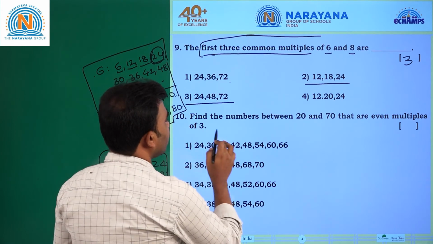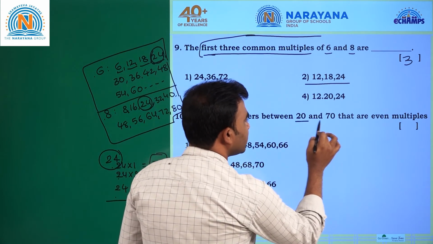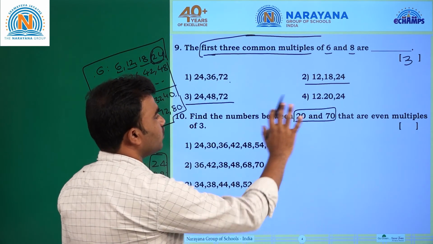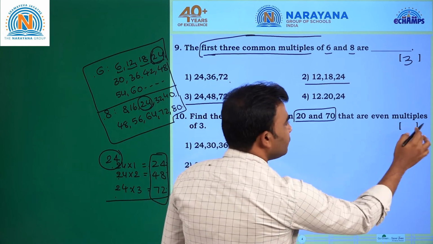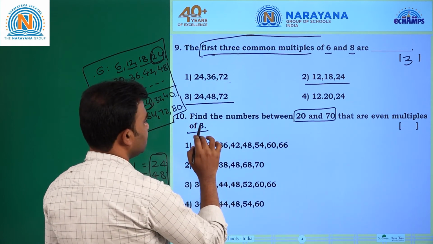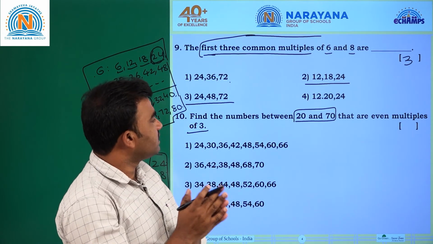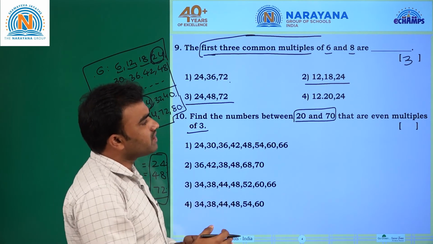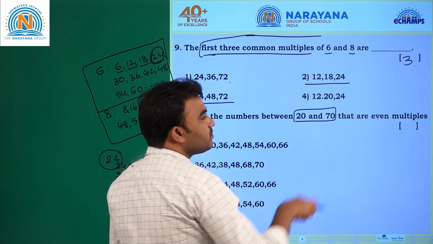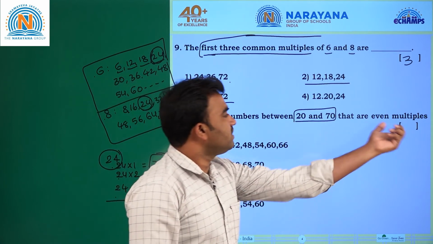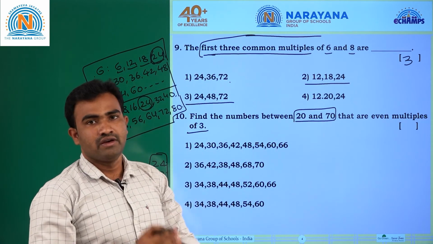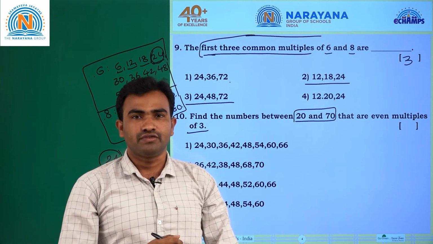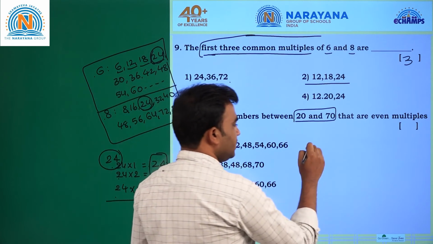Next, find the numbers between 20 and 70. Find the numbers between 20 and 70 that are even multiples of 3. So find the numbers which are in between 20 and 70. At the same time, those numbers must be even multiples of 3. For that, first we have to find the multiples of 3. What are the multiples of 3?